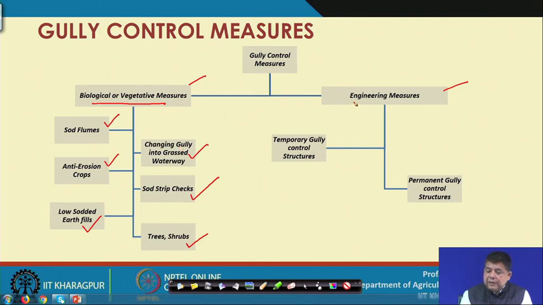Then on the other side we have engineering measures. If the flow is much larger or significant, then obviously we have to go for engineering measures, and engineering measures can further be classified into two categories: temporary gully control structures and permanent gully control structures. So, we have biological or vegetative measures, and we have engineering measures, which can be further classified as temporary or permanent gully control structures.